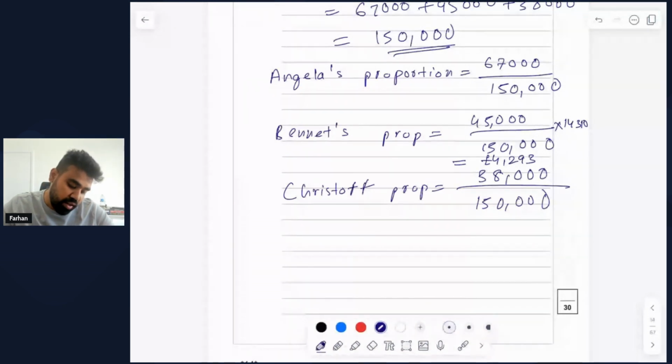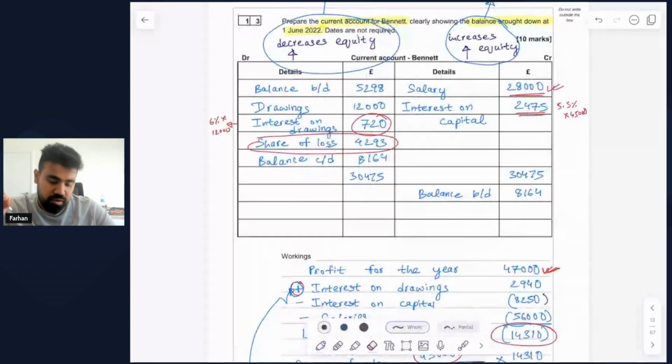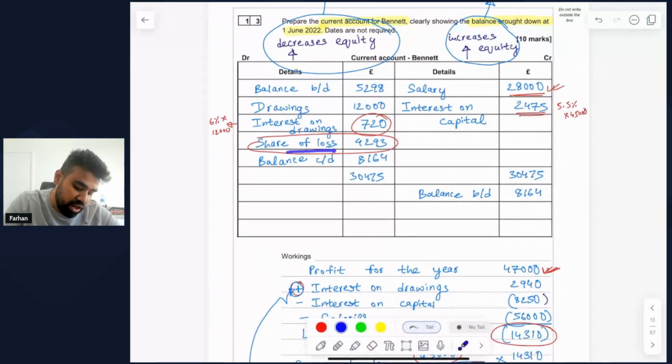Okay, so because the business has made a loss and Bennett is sharing this loss, it should obviously reflect a reduction in equity and is therefore included on the debit side. As you can see, share of loss of 4,293 pounds for Bennett.